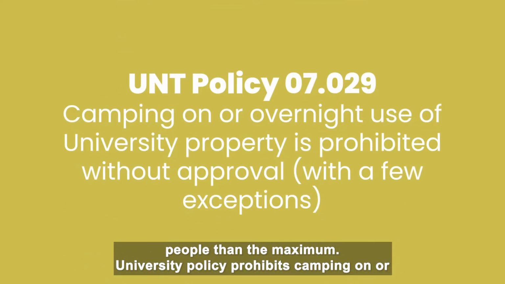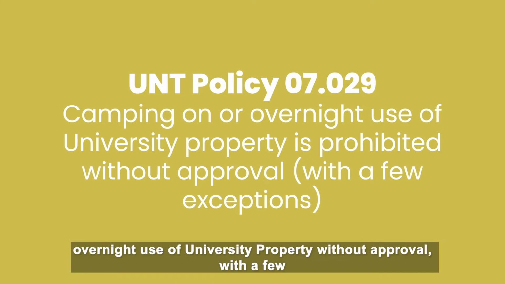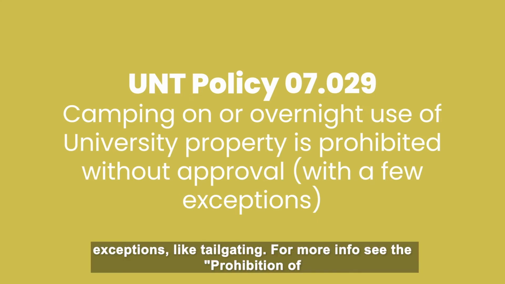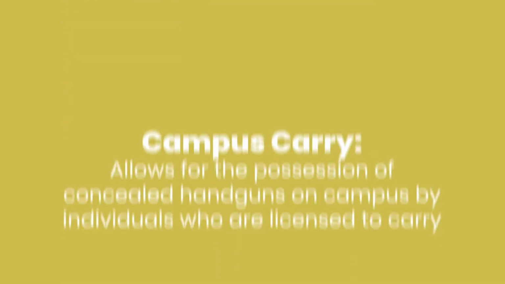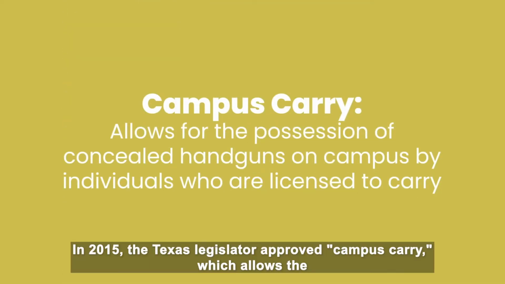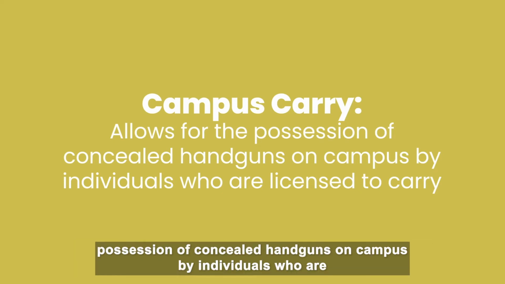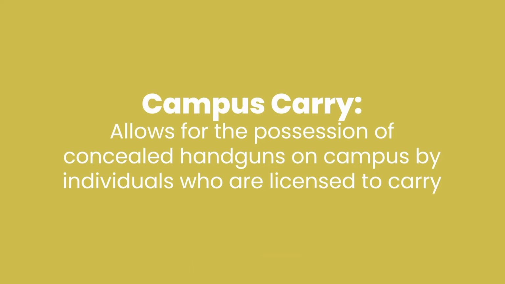University policy prohibits camping on or overnight use of university property without approval, with a few exceptions like tailgating. For more info, see the Prohibition of Camping on University Property policy. In 2015, the Texas legislature approved campus carry, which allows the possession of concealed handguns on campus by individuals who are licensed to carry.